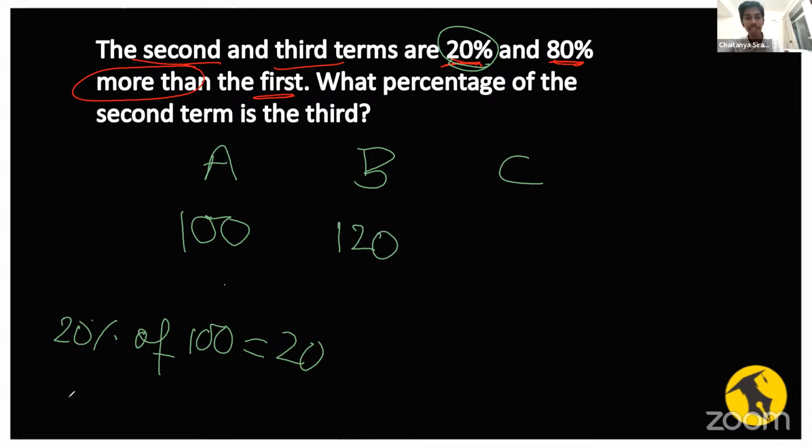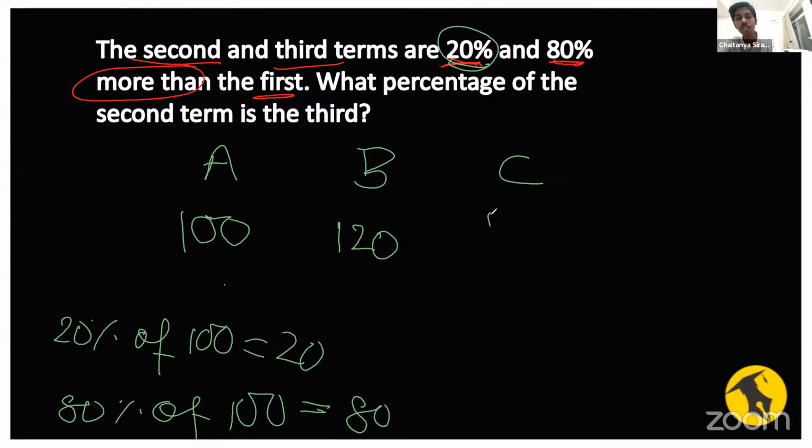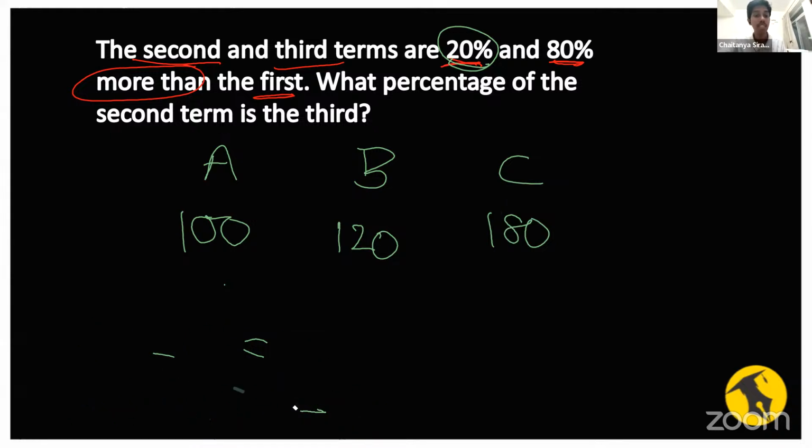Similarly, for C, it is 80% more than 100. Then the first value should be 80. 80 plus 100 will give me 180. Now, the question is asking me what percentage second term is of third. What is second term of third? So I can do it this way.